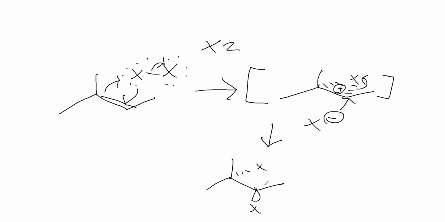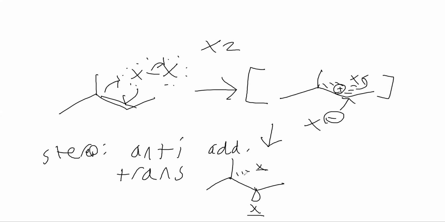So I should have written this on the last one, but HX addition leads to the Markovnikov product, which you guys hopefully know. And then the addition of X2 has no regioselectivity because this is the same as this, but there is stereoselectivity and it's anti because it's trans. So anti-addition, or you could say it's trans. That's the stereochemistry of this reaction, and the mechanism explains that.